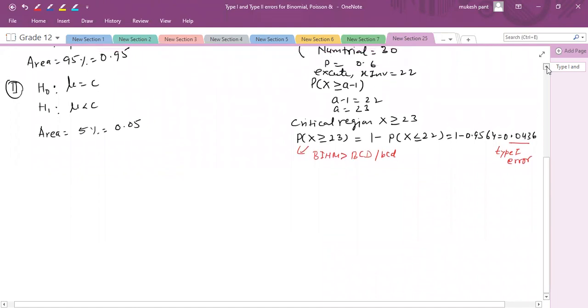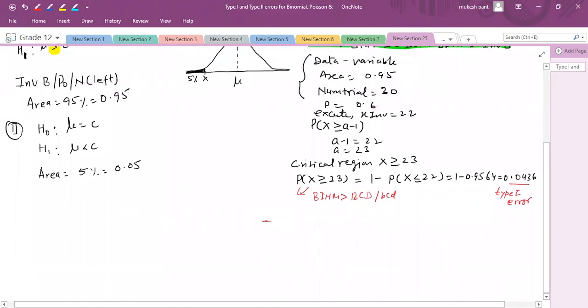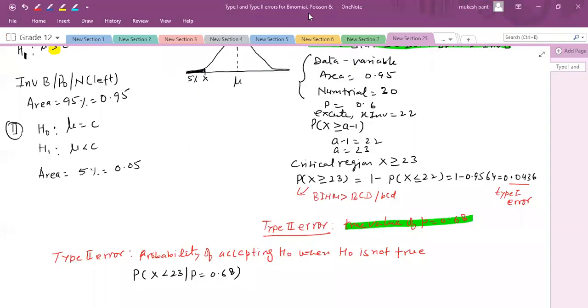So when we discuss the type 2 error, one thing you need to keep in mind: if you look at the question, it will be written. Type 2 error is the probability of accepting H0 when H0 is not true. Here in the first part we got the critical region: 23 and above. If x is 23 and above, that's the critical region.